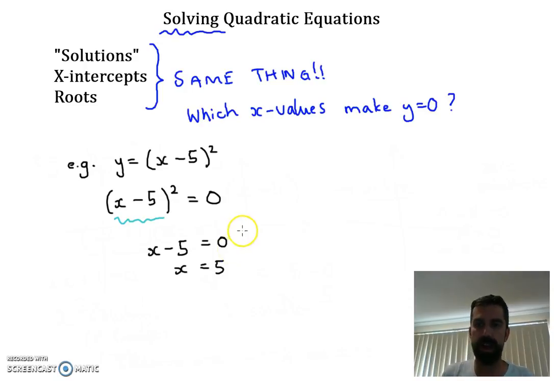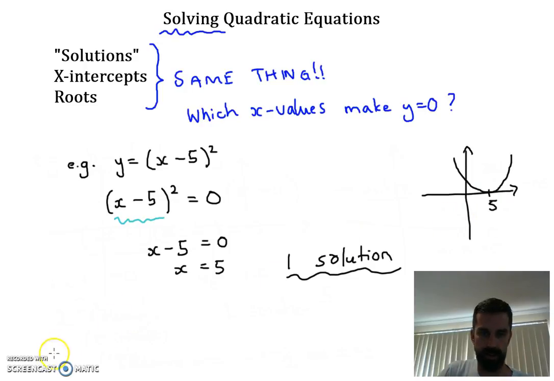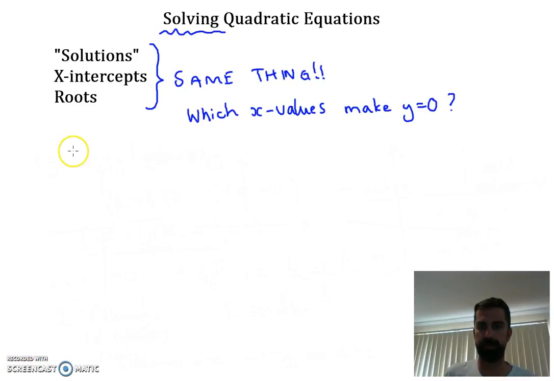The reason I want to show you that is that this is an example of where there's only one solution. So that would be an example where if you plotted that and went to x equals 5, that would be the only point that the quadratic touches the x-axis. Okay, I'll just pause again and move on.